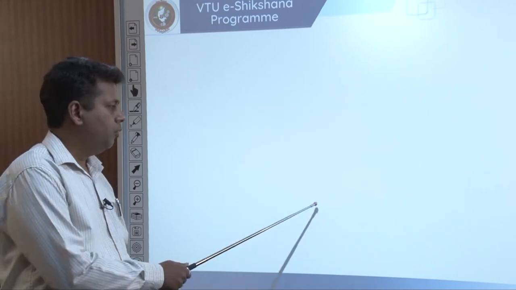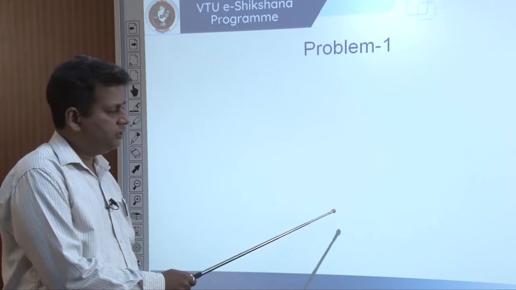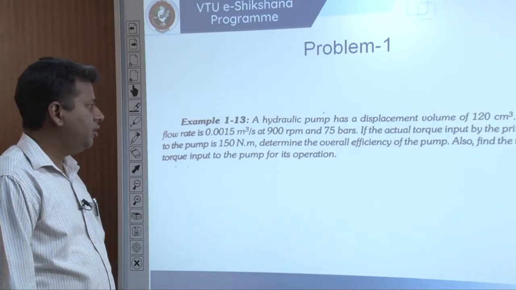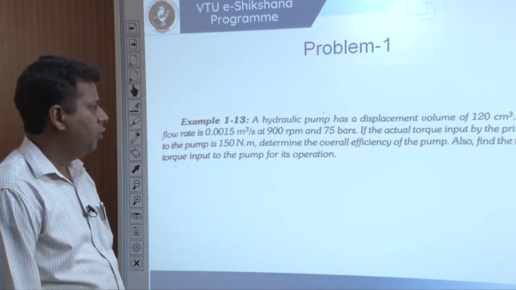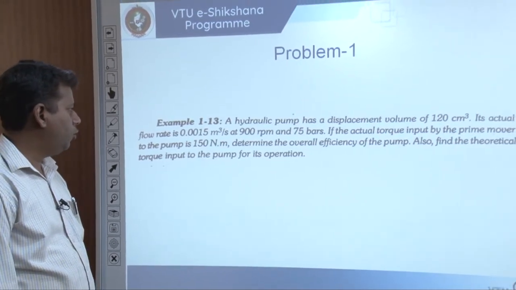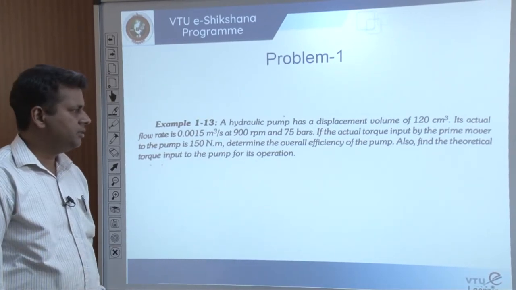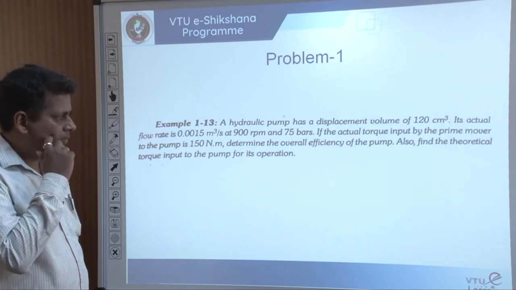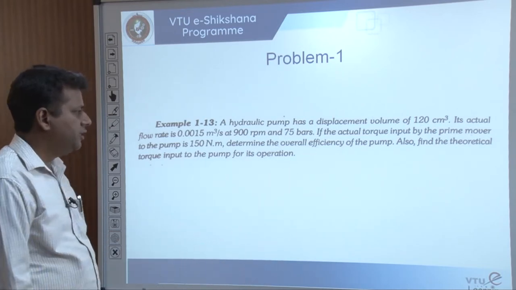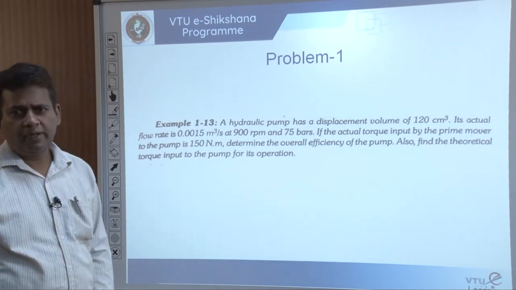The first problem I am going to solve is related to mechanical engineering, related to the efficiency of pumps. The statement is like this. A hydraulic pump has a displacement of 120 centimeter cube. Its actual flow rate is 0.0015 meter cube per second at 900 rpm and 75 bars. If the actual torque input by the prime mover to the pump is 150 newton meter, determine the overall efficiency of the pump. Also find the theoretical torque input to the pump for its operation.